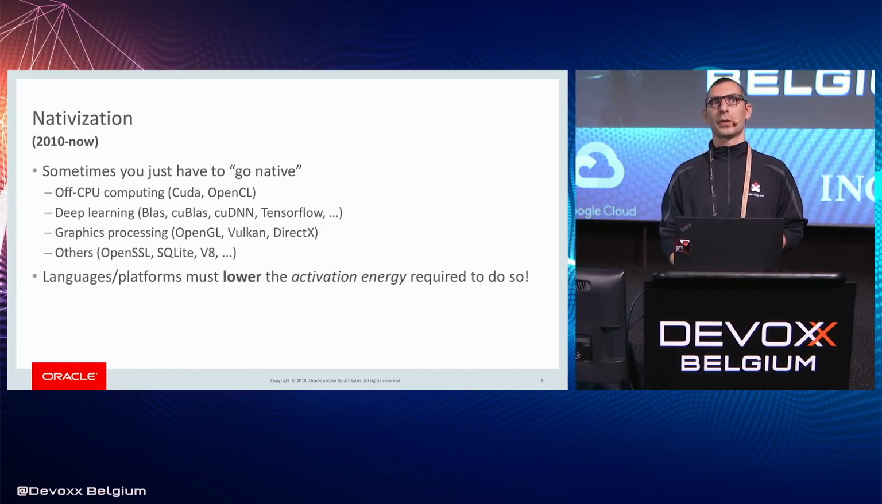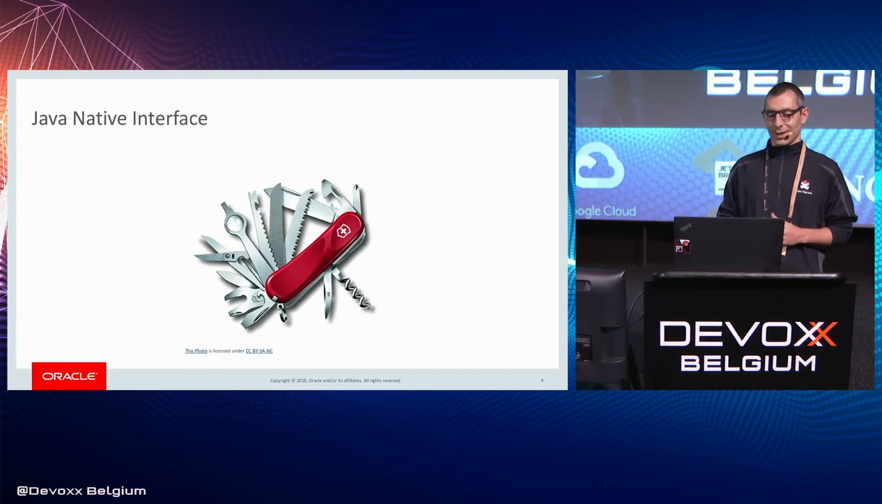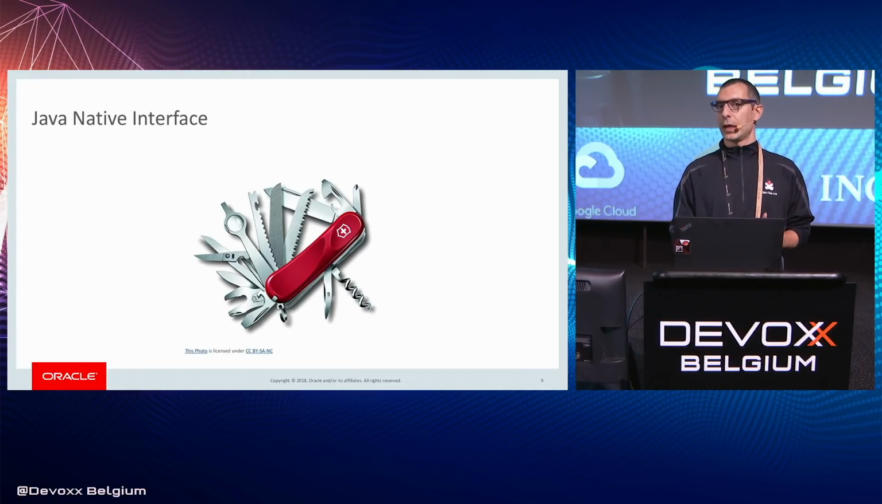And what is the story that Java has to do this? Well, JNI. JNI is, of course, a very general tool. It allows a very rich interoperability between Java and native code, but as we shall see, it has its own limits.